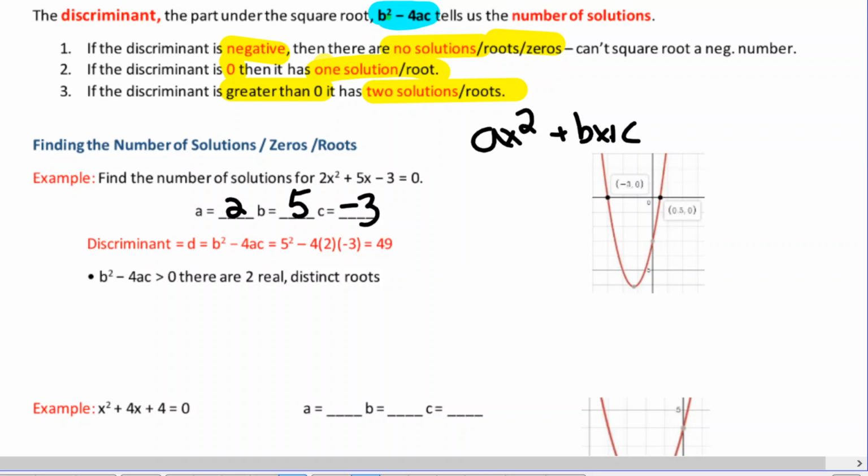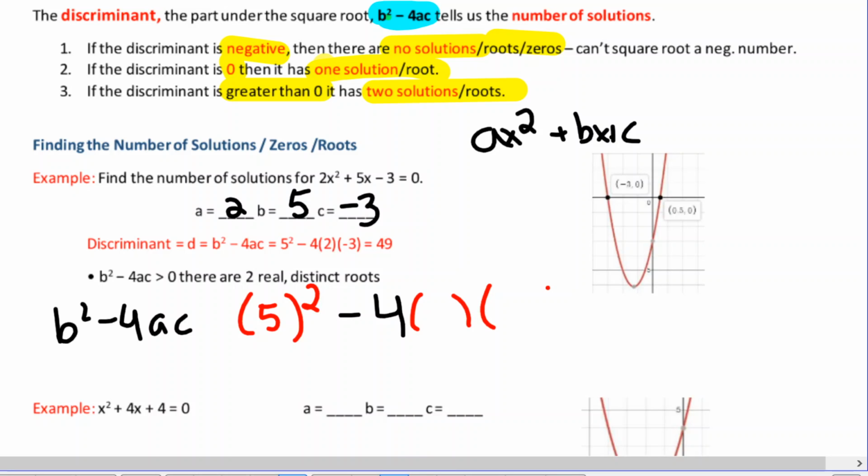So when we talk about a discriminant, we are going to just worry about that b squared minus 4ac part. The work is done up there above for us, but let's just look at this. B squared, so b was 5, I'm squaring that, minus, the 4 is part of the equation. A was positive 2, c was negative 3.